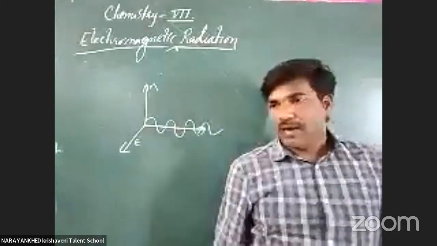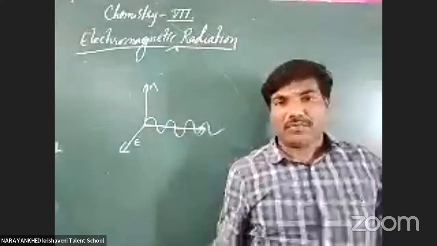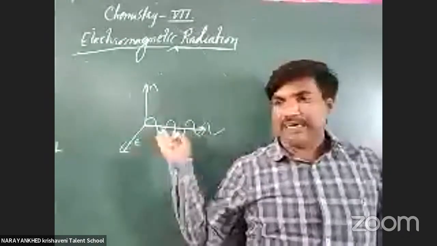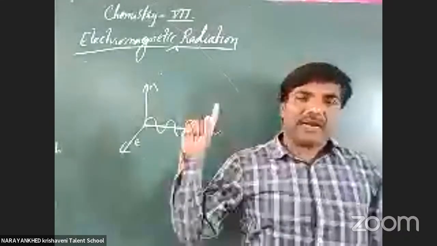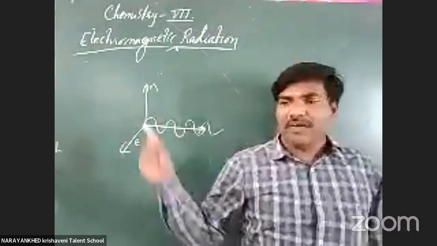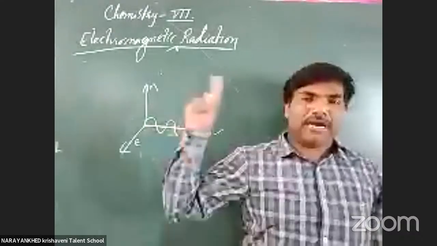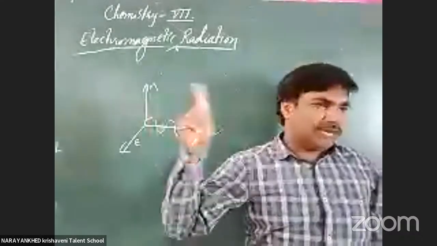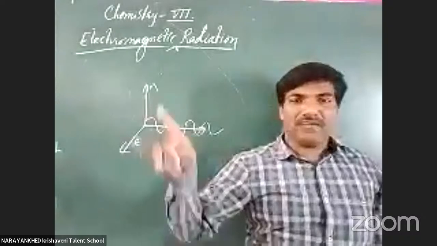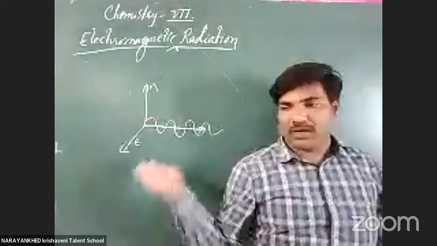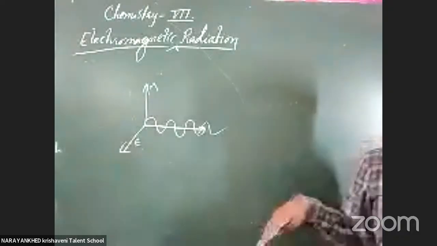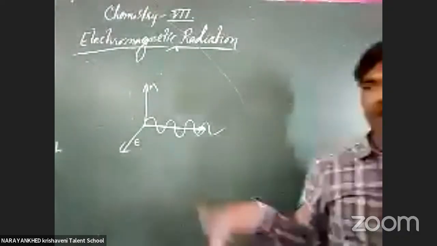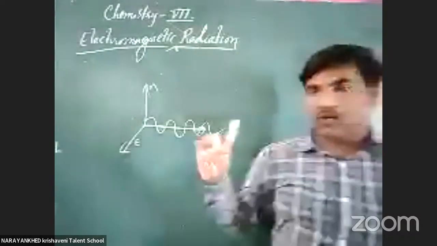This is called electromagnetic radiation. Why is it called electromagnetic radiation? It contains an electrical component inside it, and a magnetic component inside it. The combination provides us light. How many components are there in this electromagnetic radiation? Not only one thing.